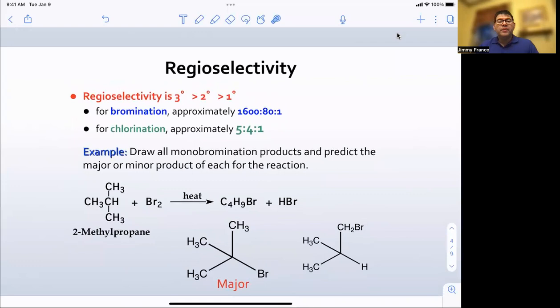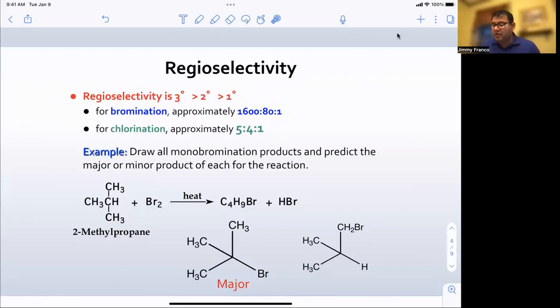All right, so if we have our regioselectivity, these are our numbers. For bromination, if you have a tertiary carbon compared to a primary, it's 1600 to 1. So for every 1600 molecules where the bromine gets added to a tertiary, you'll add 1 to a primary. So that's why we kind of ignore it, and we just say the more substituted, the better. Secondary to primary is 80 to 1, so that's still really good. And then even secondary to tertiary, it's 1600 to 80. So that's a huge difference.